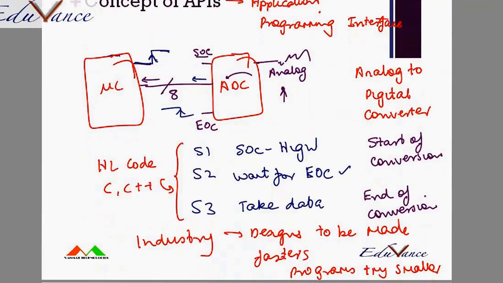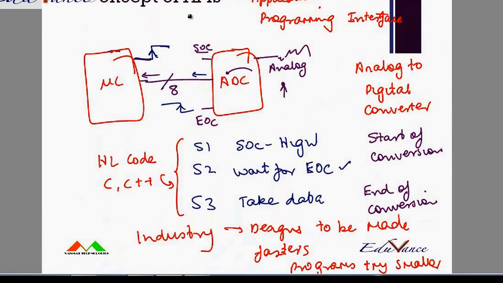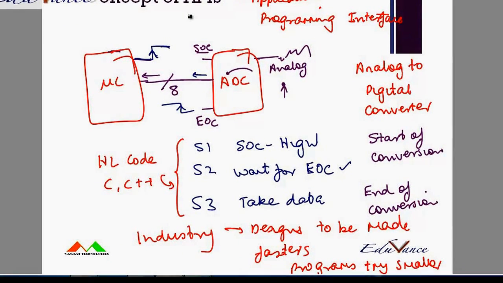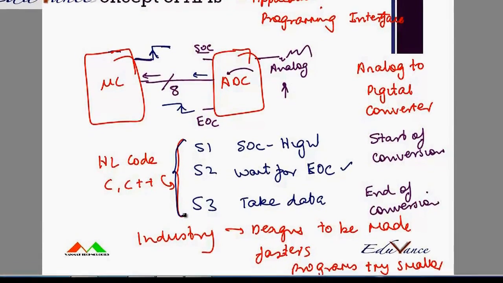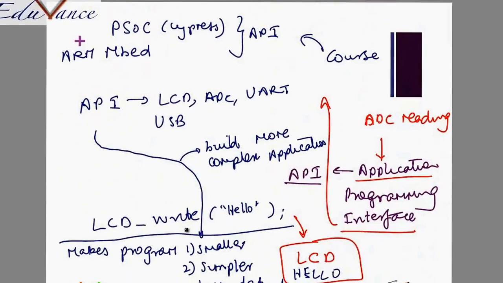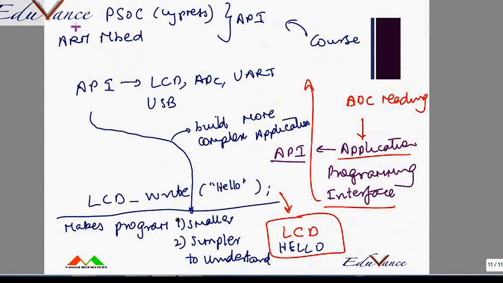Then I explained the concept of APIs, or application programming interface, and we saw that for a particular application you have to go through certain levels of steps. If you have a higher level API, then we can actually make the program smaller and simpler and effectively build more complex applications. So I hope the basic intro to SOCs was clear.